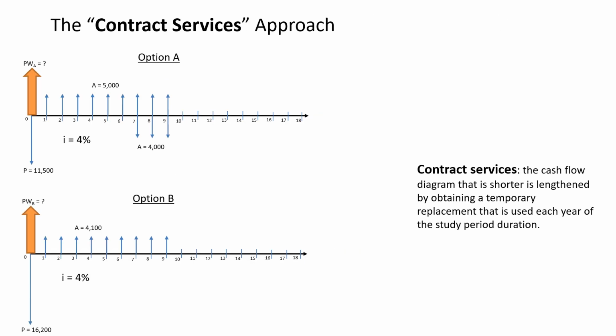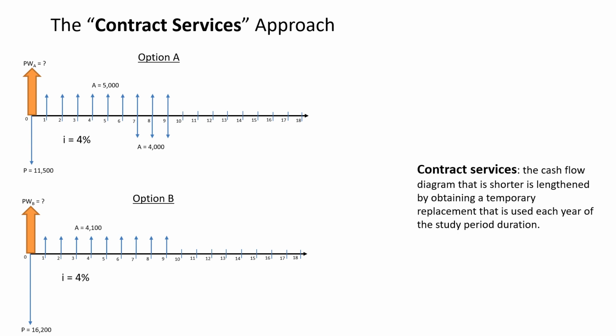Contract services makes the short one longer. The idea with contract services is rather than buying the item again and having a full cycle of ownership, buy the item once and then just rent something similar for the years after it wears out, until the end of the study period for the longer option. So option B is longer. It's defining the study period as 9 years.